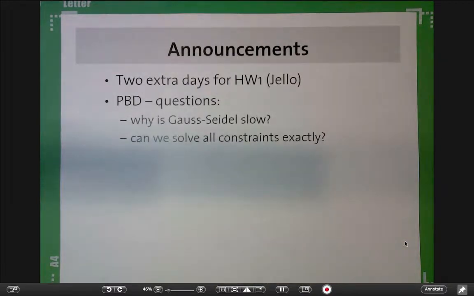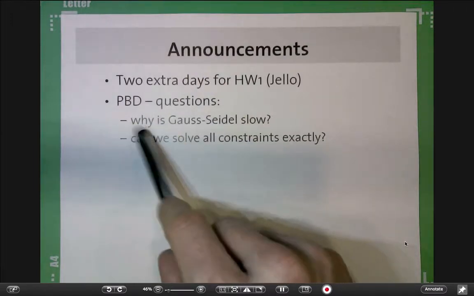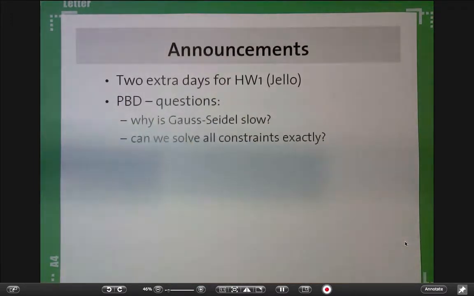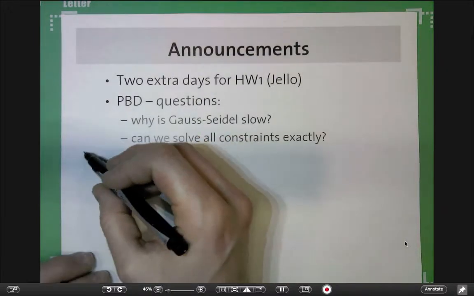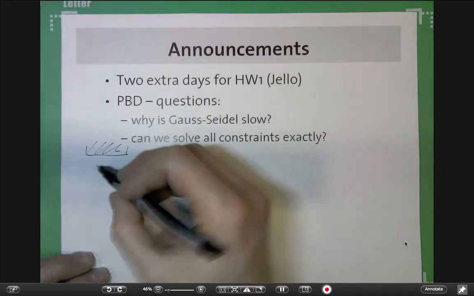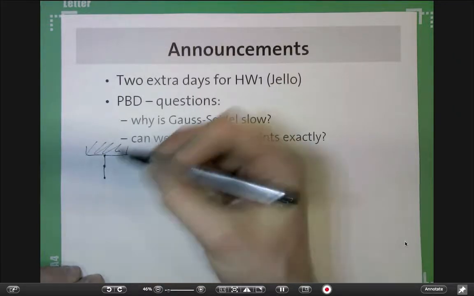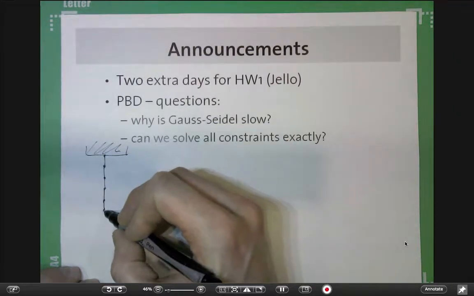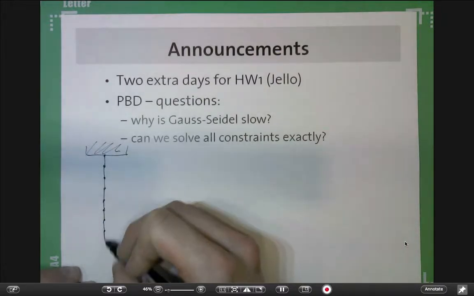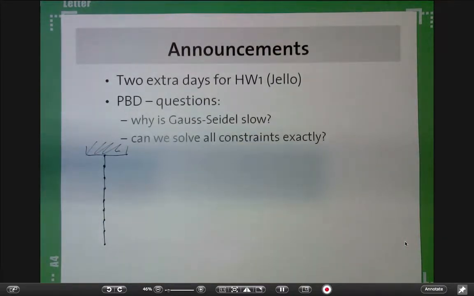So last time we talked about position-based dynamics, or PBD. And one thing I'm not sure I nailed home: why is the Gauss-Seidel idea so slow? Maybe you can tell me. Let's consider a simple example: a chain, like a 1D structure, but imagine it's very long, like a long rope hanging from some rigid object. And let's assume I'm using position-based dynamics, the technique we talked about on Monday, to simulate it.